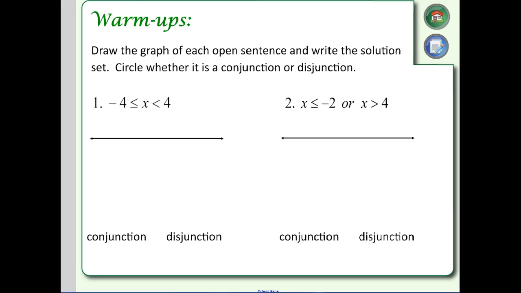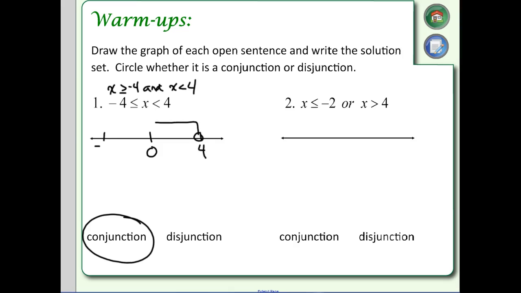Again, for this one, we're going to have x is greater than or equal to -4, and x is less than 4. How did I know that was an and? Because they used the shortcut way, so we would circle conjunction. And then to graph it, I'm going to put 0 smack dab in the middle. I'm going to put 4 and an open dot, -4 and an open dot, and then there's my line segment.